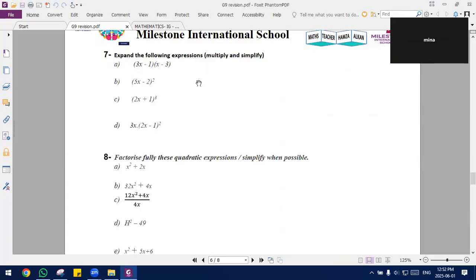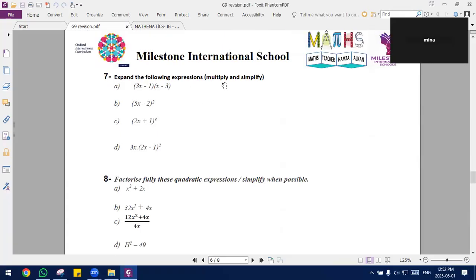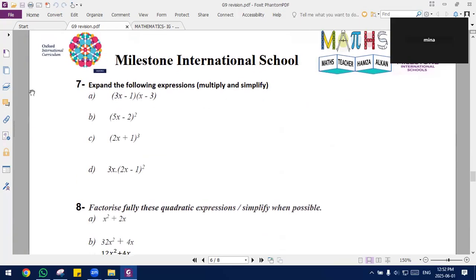Expand and simplify the following, which means multiply and simplify. This one, you are good with this. You know how to do it. Let me zoom in a bit. Okay. Start simplifying this expanding bracket.